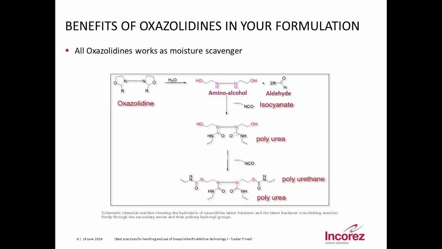Once oxazolidine reacts with the moisture, in the presence of moisture, oxazolidine hydrolyzes and produces amino and alcohol groups. These amino alcohol groups will then react with the isocyanate to produce polyurea and polyurethane linkages, and in this way it prevents the generation of carbon dioxide in the first place. Because it prevents the generation of carbon dioxide, what you get is a very good defect-free film and also very good film integrity. So the moisture, particularly in two-component anti-corrosion coatings, cannot seep through.